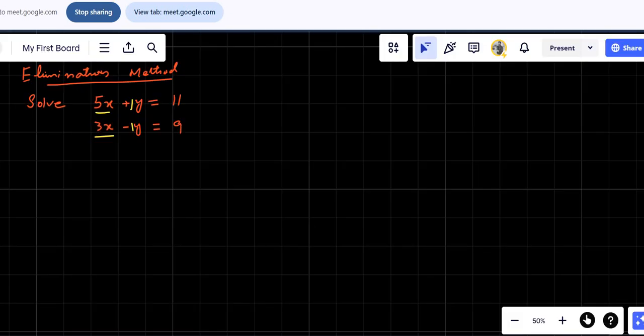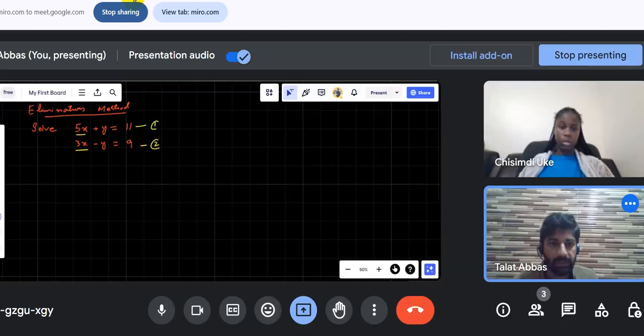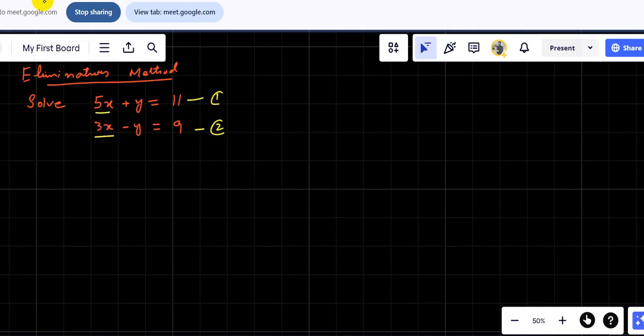So the coefficients of y are the same, and this is perfect. We will eliminate y. Now, how can we eliminate y? Either we need to add these equations, this is equation 1, this is 2, or subtract them. By looking at these two equations, we should add them, because they have opposite signs.